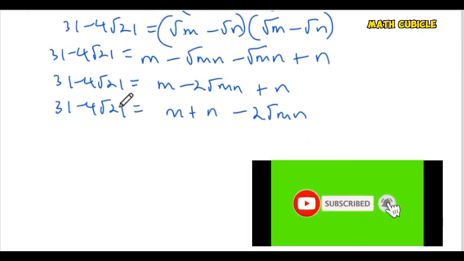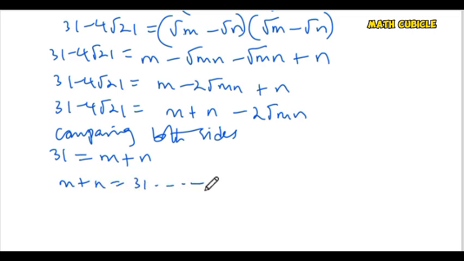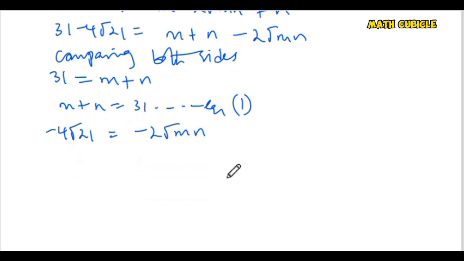Now we compare both sides. So comparing both sides, we have 31 is equal to m plus n. That's m plus n is equal to 31. Equation 1. Then let's compare the terms with the roots. Minus 4 root 21 is equal to minus 2 root mn. Now minus cancels out minus. 2 into 4 is 2. So that's 2 root 21 is equal to root mn.